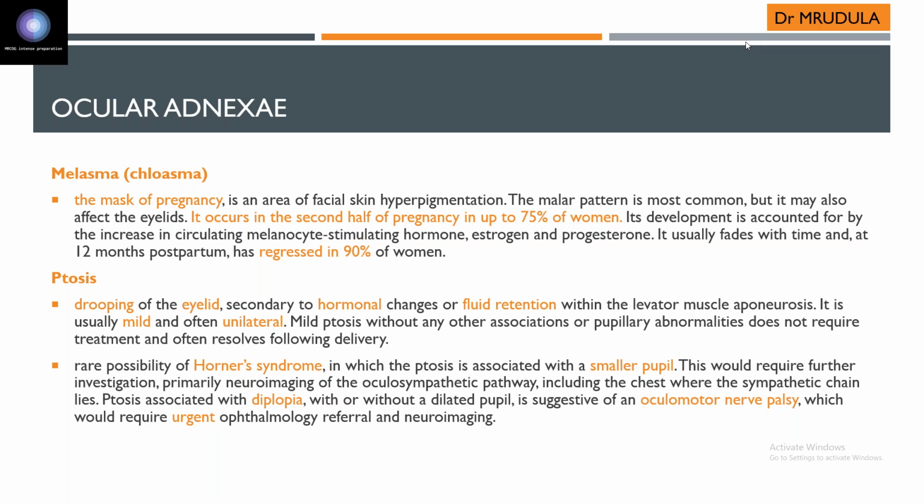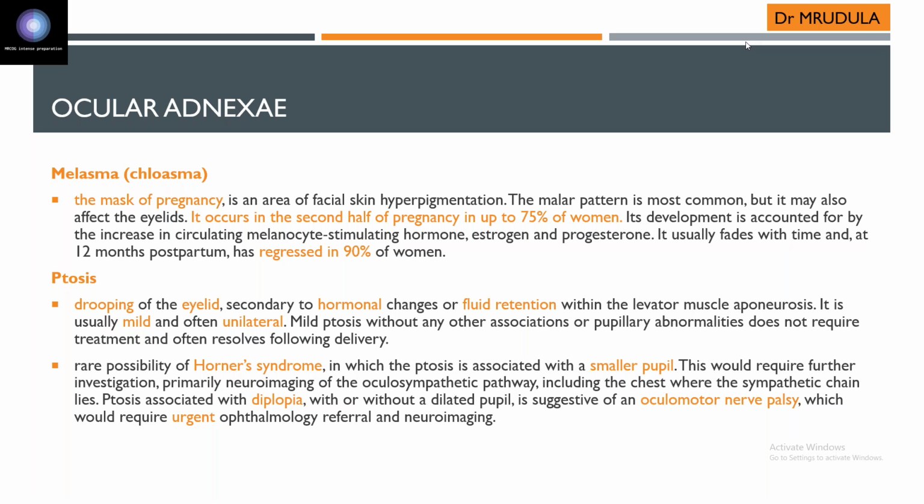So the cause of melasma is increased levels of circulating melanocyte stimulating hormone, estrogen and progesterone. It is usually self-limiting and usually regresses in 90% of women within 1 year postpartum. Then ptosis. Ptosis is drooping of the eyelid. In pregnancy, it usually occurs due to hormonal changes or fluid retention within the levator muscle aponeurosis. During pregnancy it is mild and often unilateral. Mild ptosis without any associated symptoms doesn't require any treatment and usually resolves following delivery.